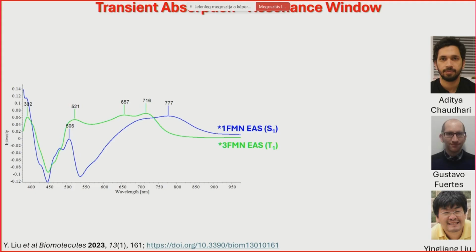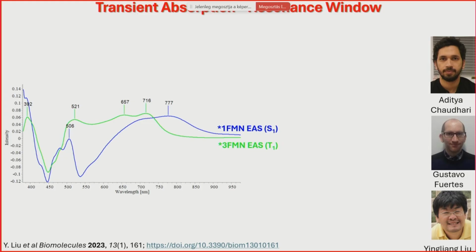Now, when I talk about the resonance window, or when we are under resonance, most of the experimental results have been done by Aditya, Gustavo, and Yinglang from IBT. The transient absorption, this is experimental transient absorption, gives us a wealth of information about the states that are involved in the photocycle. Here, normally you do a global analysis of the raw spectroscopic data, and this yields evolution-associated spectra, which can be assigned to specific species.